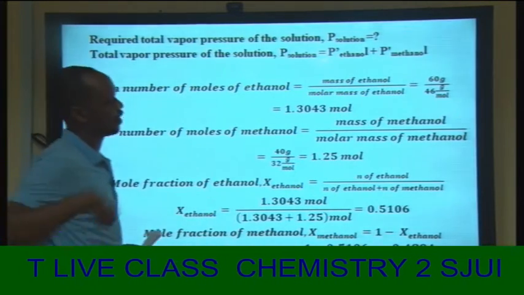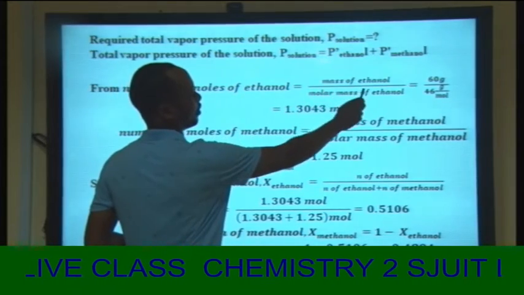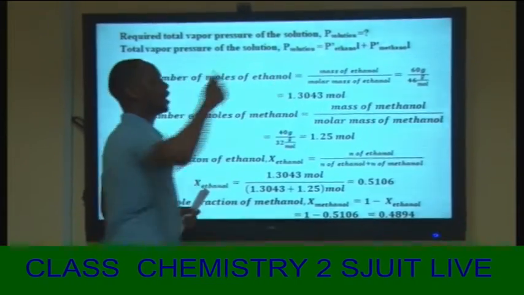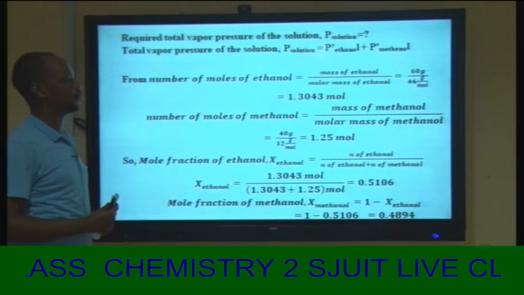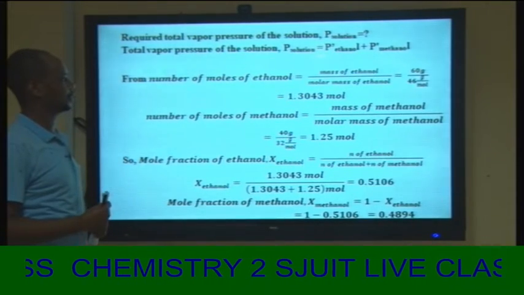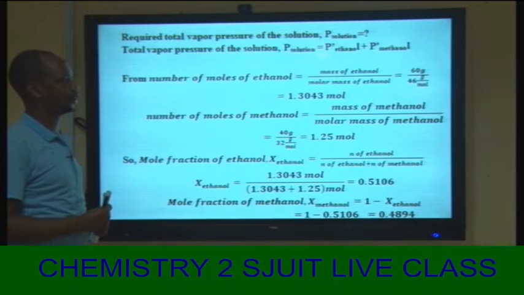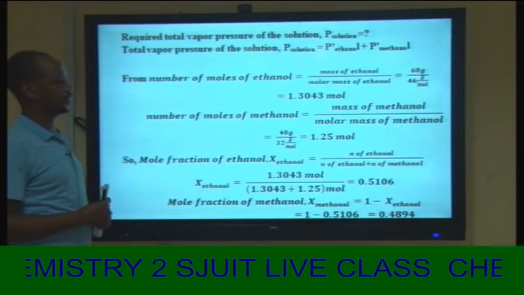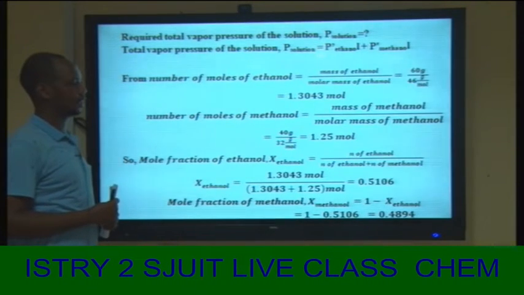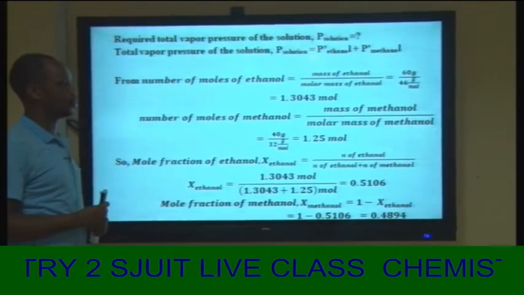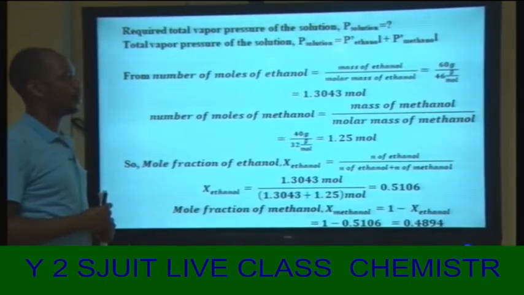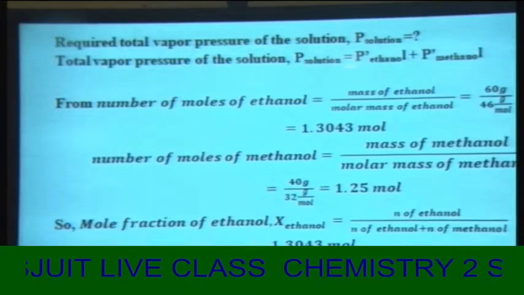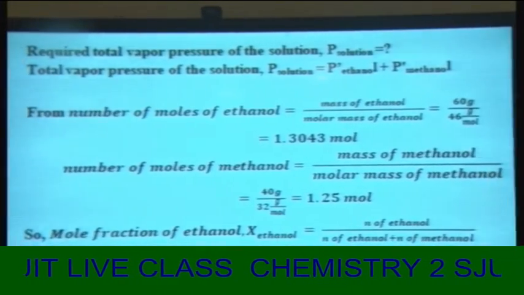You get the value of partial pressure of ethanol and partial pressure of methanol, and after summing it you get a total pressure of the solution. To get the partial pressure of each component, we need to consider a mole fraction term. From a mole fraction term, either of ethanol or methanol, we need to include the mass of individual component divided by its molar mass.